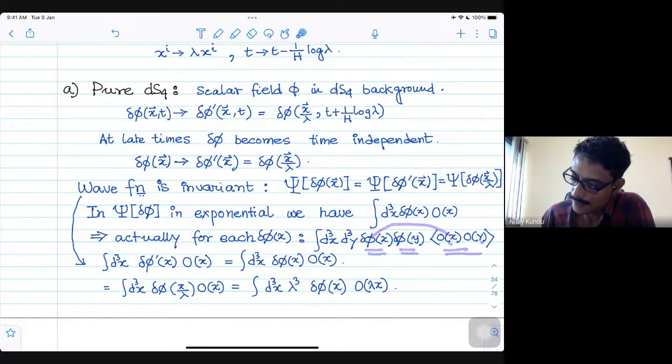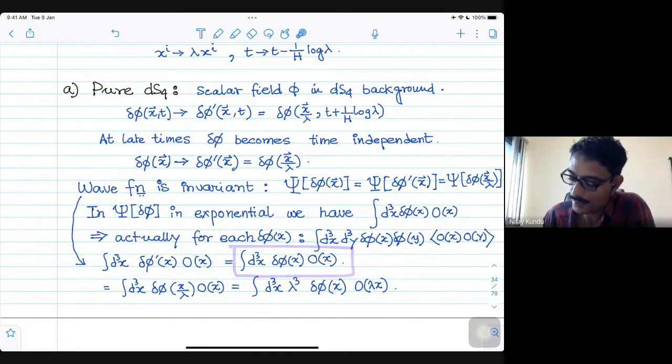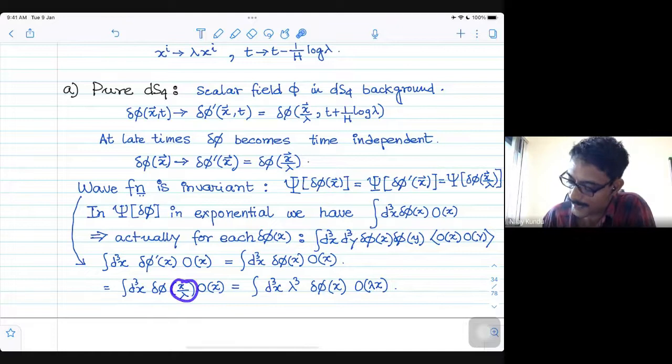And now this invariance of the wave function translates to this object being equal to this. Here you can do a dummy change of the x variable, and you can write, as before, that delta phi prime is equal to delta phi of x by lambda, and then you can do a dummy change where you call x by lambda as x.